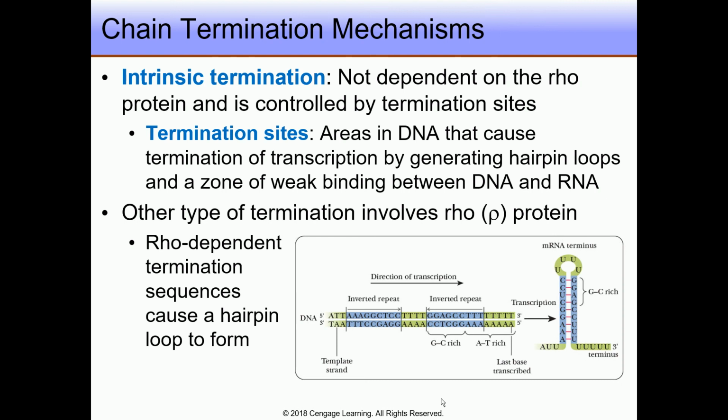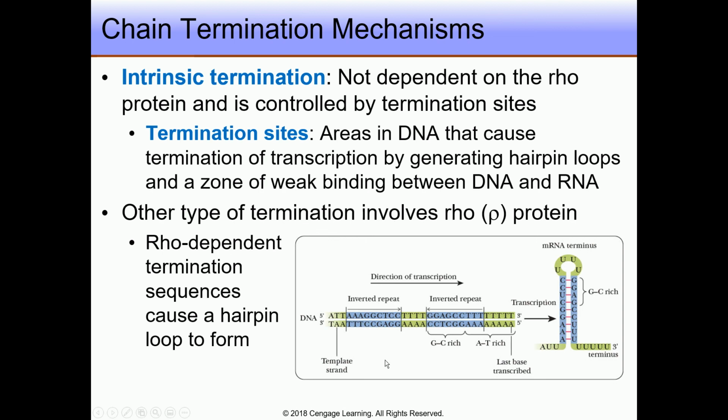So termination, how does this process stop? It can take place by two processes. One is called intrinsic termination, and the second is called rho dependent termination. Intrinsic termination is controlled by some of the sequences which are there in the DNA, and the rho dependent termination is dependent on the presence of a protein called rho protein. So first of all, let's talk about the intrinsic termination.